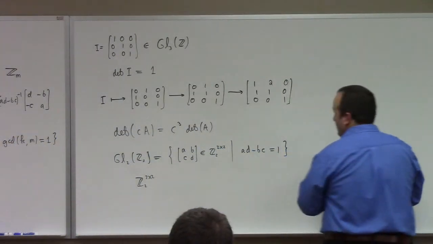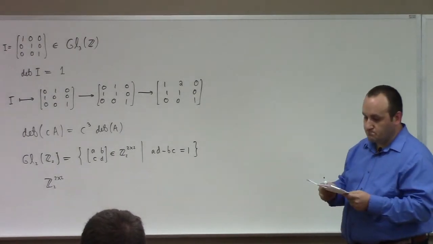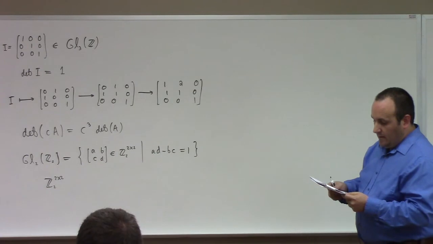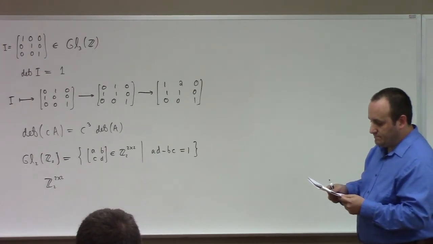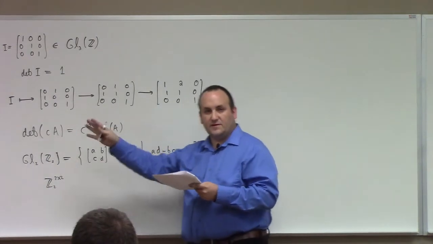So, I think this is a great class of examples. We'll come back to this, of course. All right? So, matrix groups are important and interesting. It's understood that the group operation here is matrix multiplication, right?